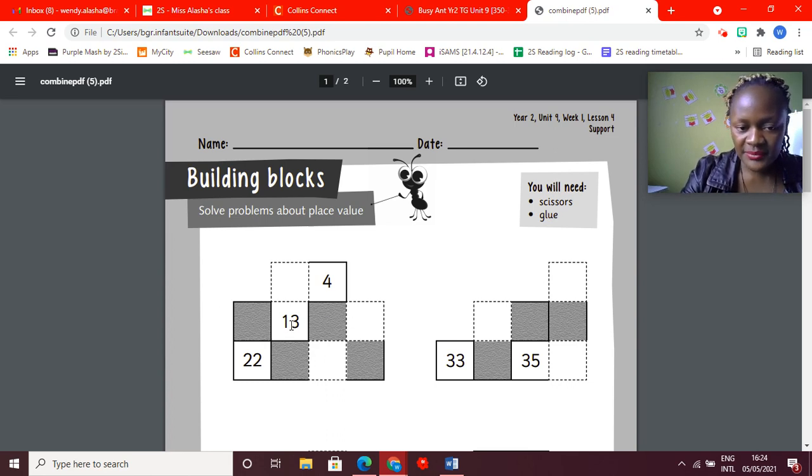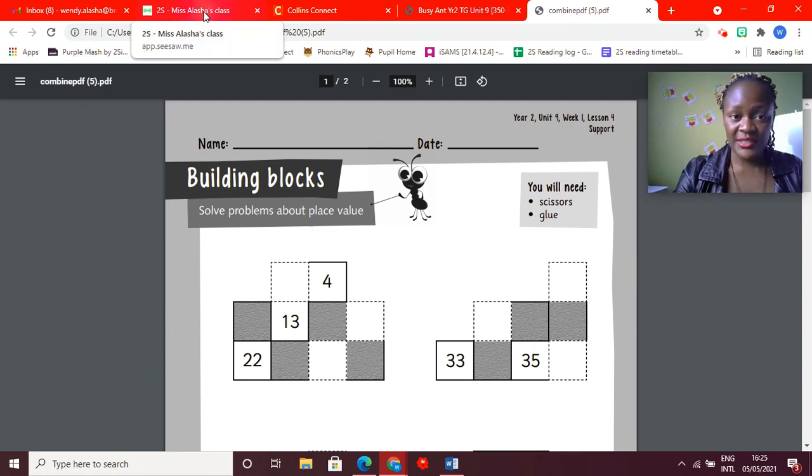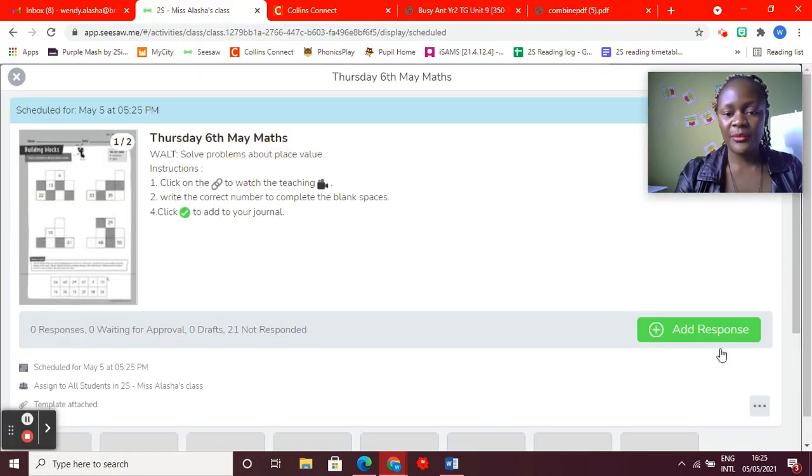Now, what about this second row? That's 13. What comes after 13? 14. And what do we need here? We need number 15. That will be 15. Now, if this we decided was 14, because this is 4, 14, 24. Now, on your worksheet and Seesaw, this is how it will look.